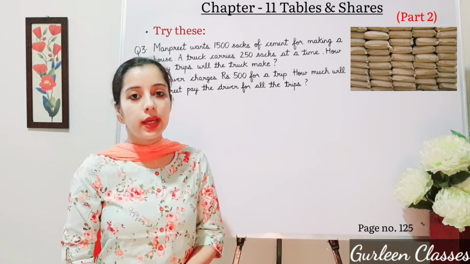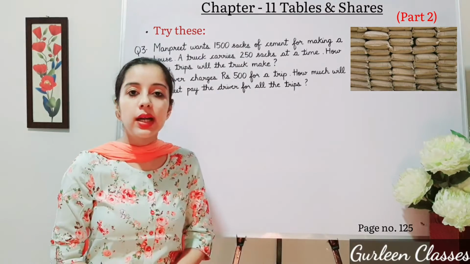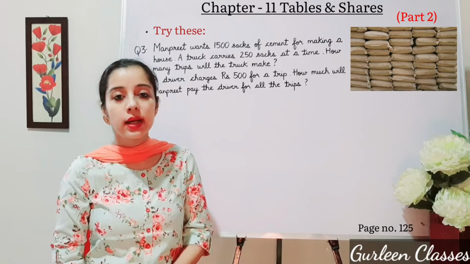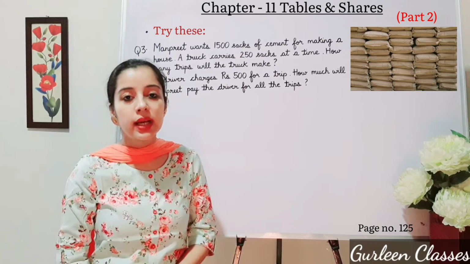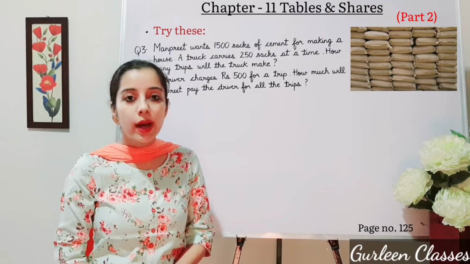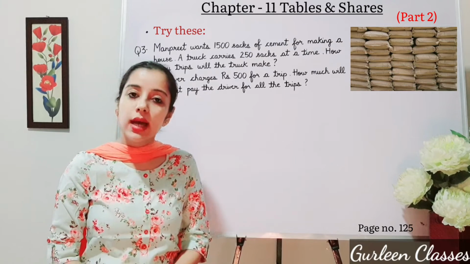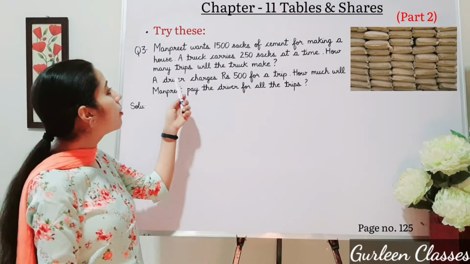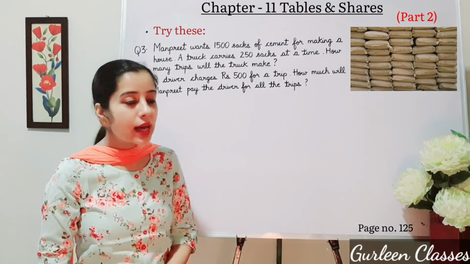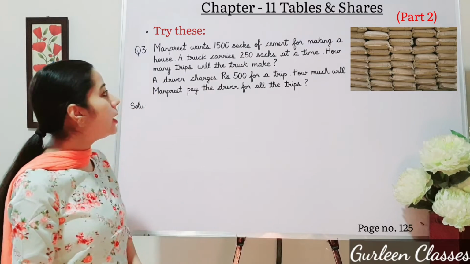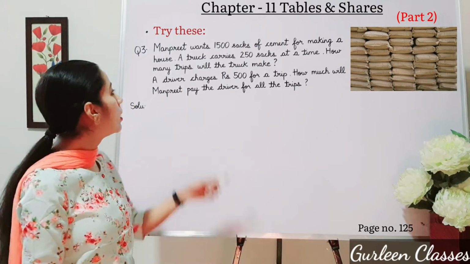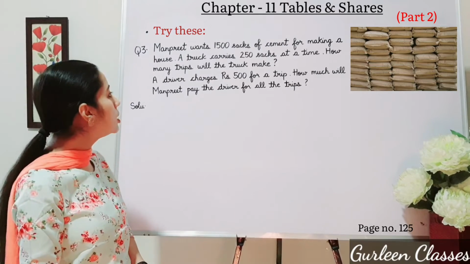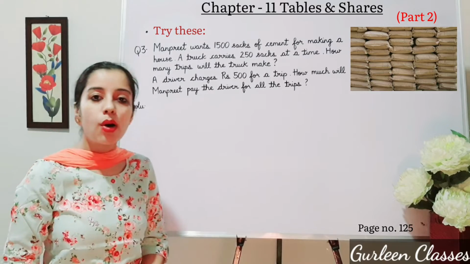Now question number 3. Manpreet wants 1500 sacks of cement. So what is the meaning of sacks of cement? It means cement ki bori. Sack means bori. You might have seen that brown color bori. That is the meaning of sack. For making a house, a truck carries 250 sacks at a time. How many trips will the truck make? A driver charges rupees 500 for a trip. How much will Manpreet pay the driver for all the trips?